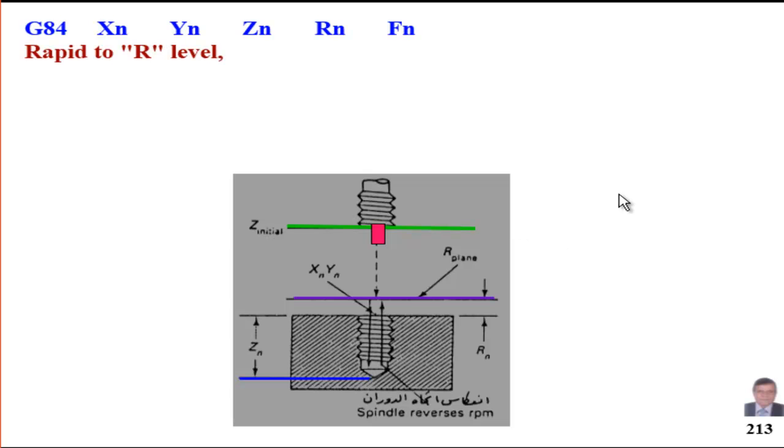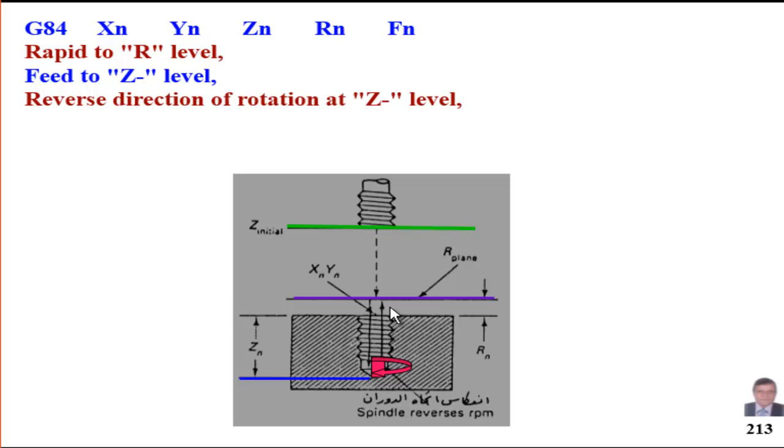So first of all, the cycle will create a rapid movement to the R level. The tool will move with rapid movement to that level, as we see in the animation. So this is a rapid movement to the R level, no feed movement. Then the next step, feed to the Z level. The movement from the R level to the Z level will be with a feed rate equal to the pitch of the thread, like this.